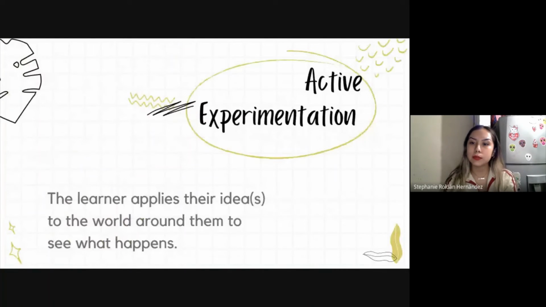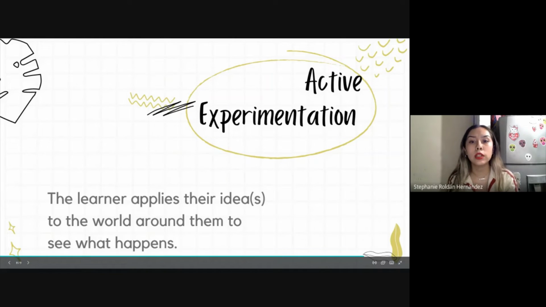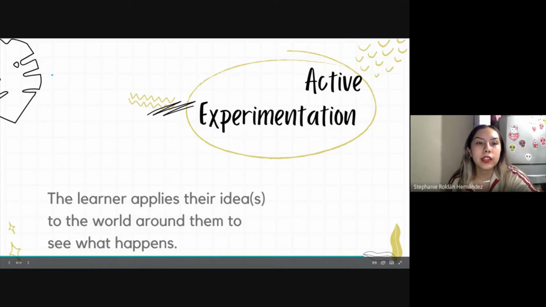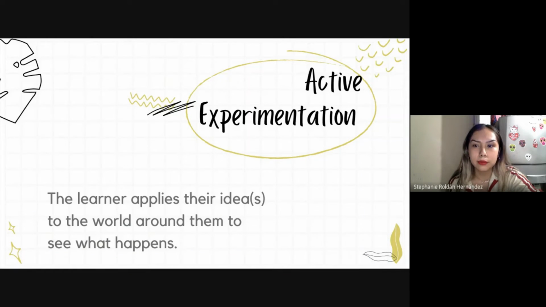The next one, please. And in this one, active experimentation, the learner applies their ideas to the world around them and sees what happens. This one focuses on doing. These two would be like a converging learning style. People with this kind of learning style can solve problems, and they prefer technical tasks. They can solve problems and make decisions by finding solutions.